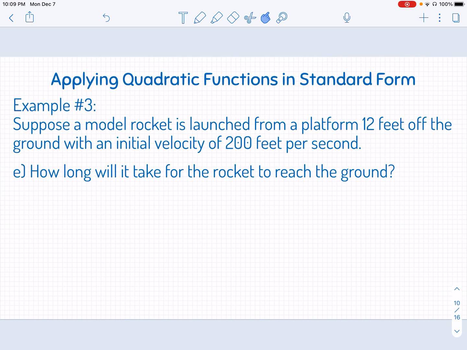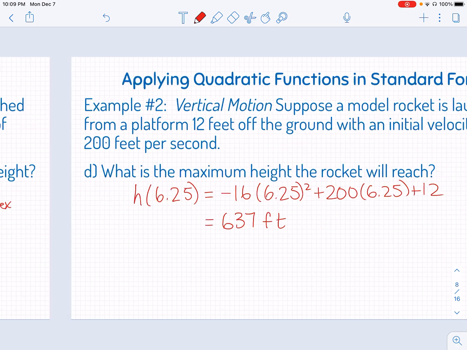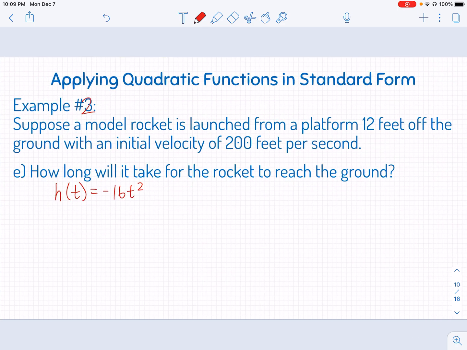In this question, we still have that same equation that we've been working with for the last few slides, because we're still on example 3. It changed from 2 to 3. Silliness, it's still example 2. Plus 200t plus 12.